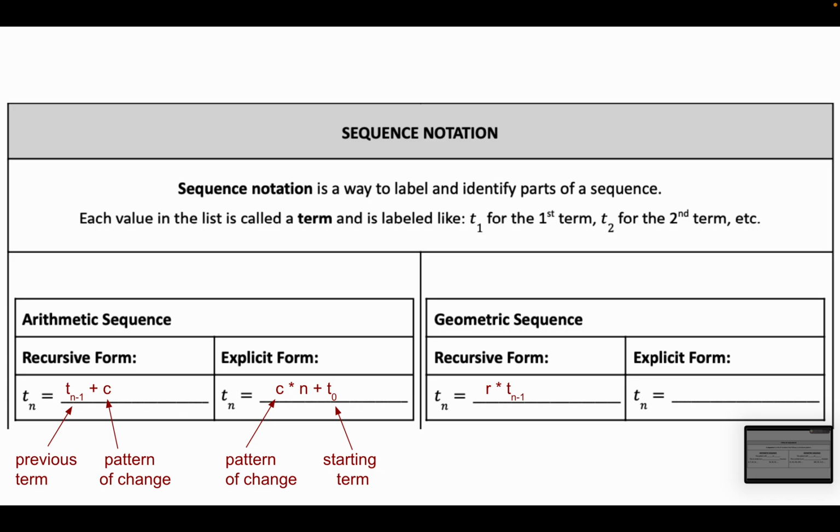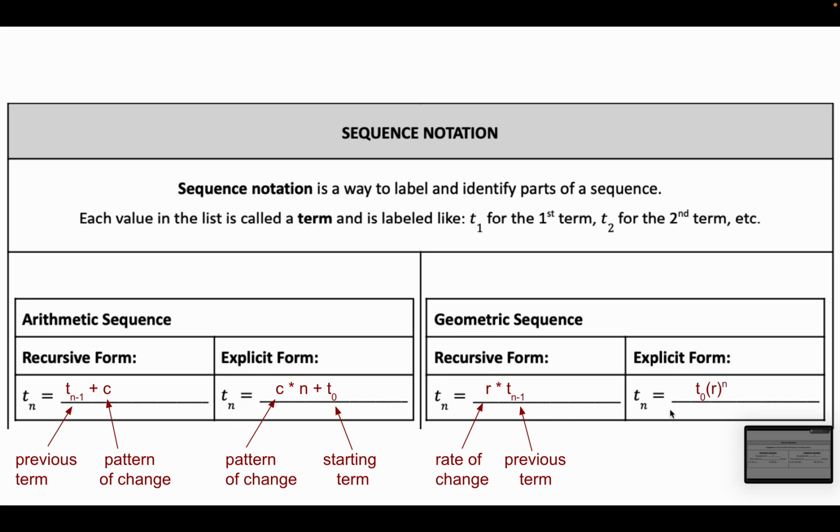Unlike with a recursive formula, instead of adding or subtracting, we're going to be multiplying or dividing. So we're going to multiply by our rate of change. And again, t to the n minus 1 is just the previous term. Okay, and so then last up, our explicit formula for a geometric sequence is going to look like this.